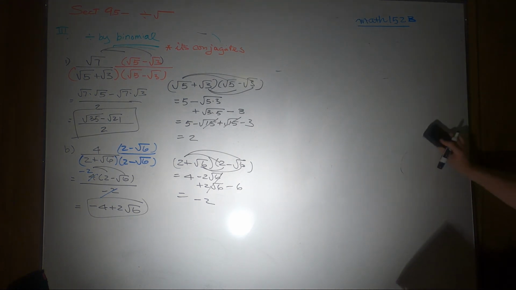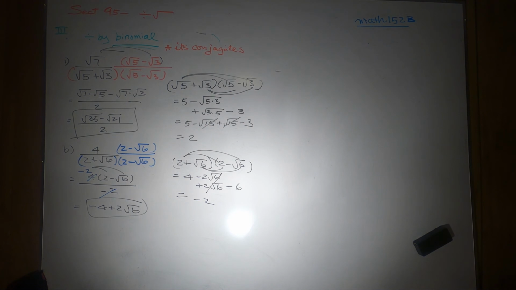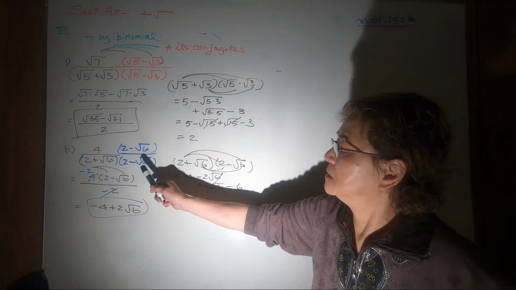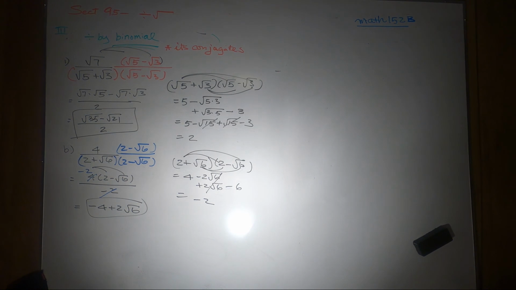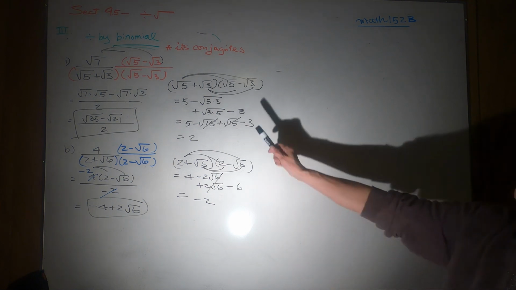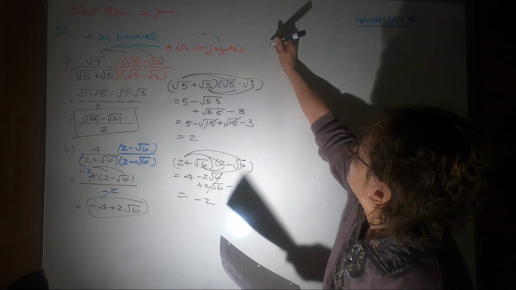Okay, let's see some more examples. So what are we doing? We are doing the division for the crazy numbers when the denominators are binomials. To rationalize them means what? To multiply the denominator by its conjugate to make the crazy numbers go away in the denominator, right?